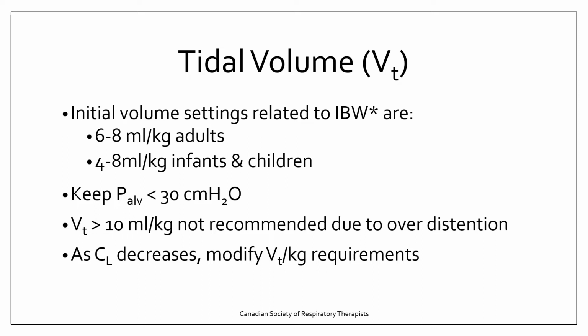Our normal physiologic dead space is around 2.2 milliliters per kilogram of ideal body weight, and that's going to increase once we place a patient on mechanical ventilation. So we really want to avoid super low tidal volumes, so nothing lower than 4 milliliters per kilogram.